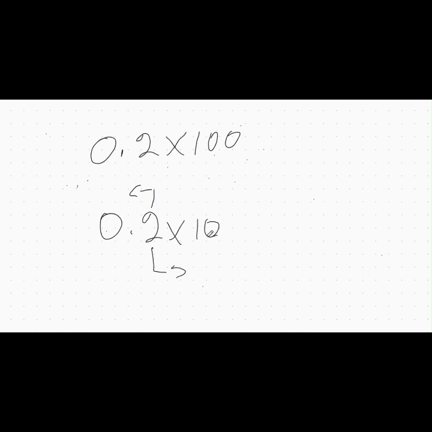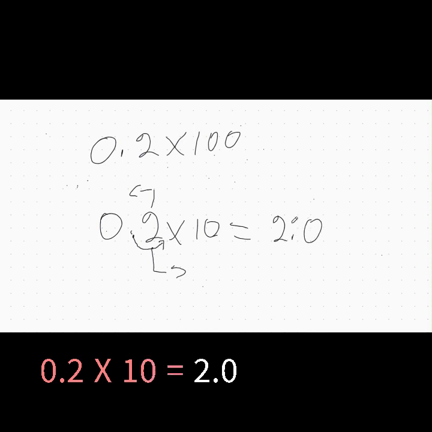So in this problem, you have 1 times 10. So 0.2 times 10, take your decimal and move it over one place. Your answer now is going to be 2.0.